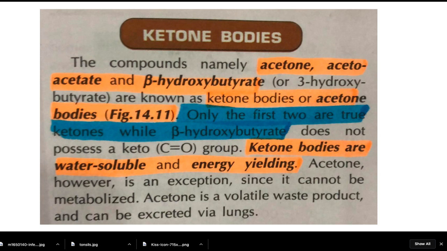So they can ask you, which of the following ketone bodies does not have a keto group? The answer is beta hydroxybutyrate. So the next important thing is, ketone bodies are water soluble and energy yielding, and acetone, however, is an exception since it cannot be metabolized. Acetone is a volatile waste product and can be excreted via the lungs. So among the list of ketone bodies, the one which is volatile and an exception to being water soluble and energy yielding is acetone.